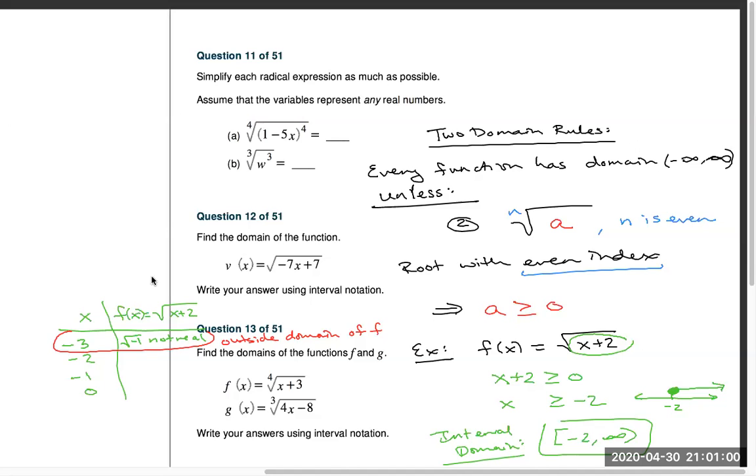If you plug in the other values, -2 plus 2 is 0, square root of 0 is 0. -1 plus 2, that's 1, so that'd be square root 1, which is 1. Plug in 0, it's square root 2, which is irrational, but still a real number. Okay. Let me save that and let's go into numbers 12 and 13.